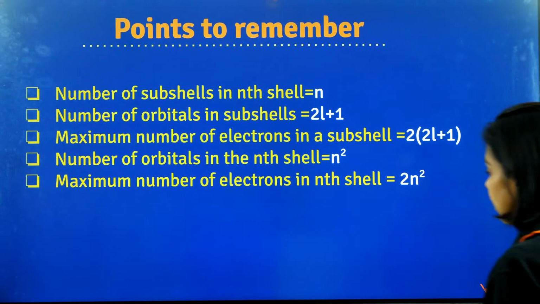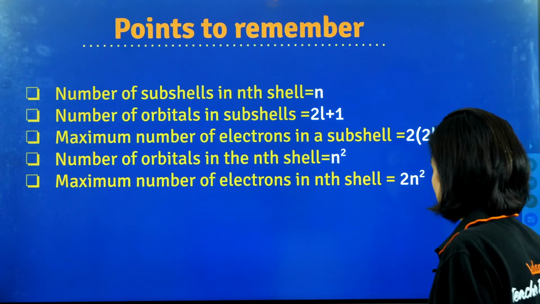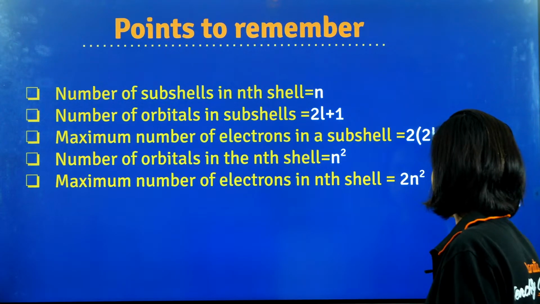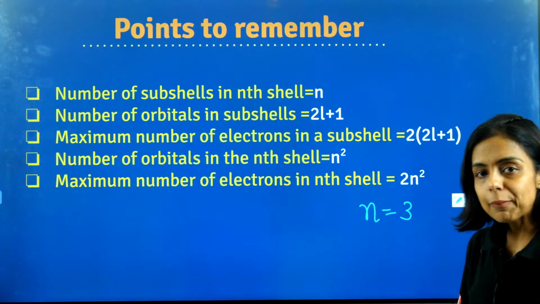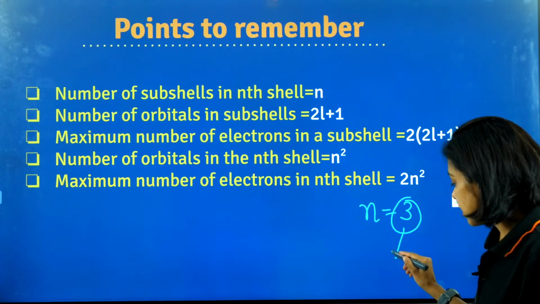If you have n equal to 3, that means you have the third shell. How many subshells will it have? n is 3, third shell. How many subshells? 3 subshells.